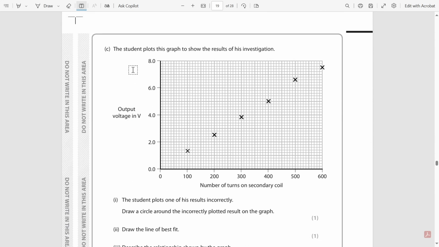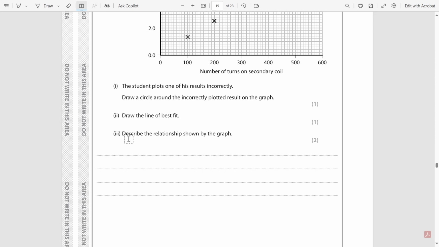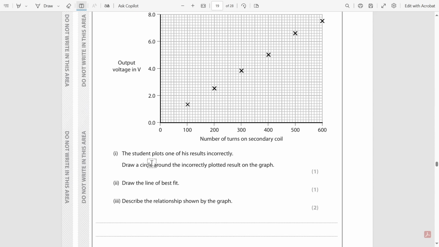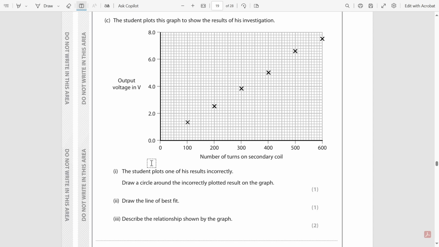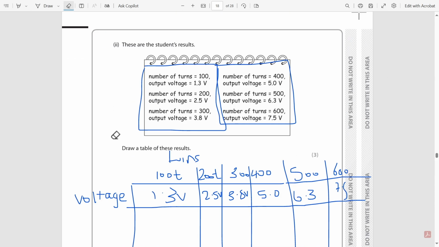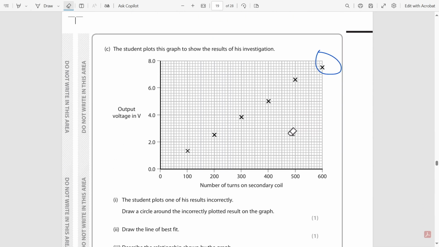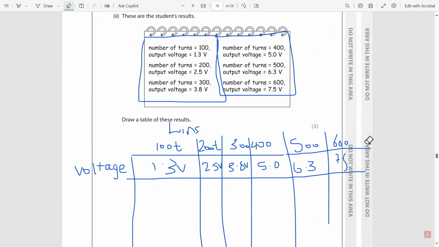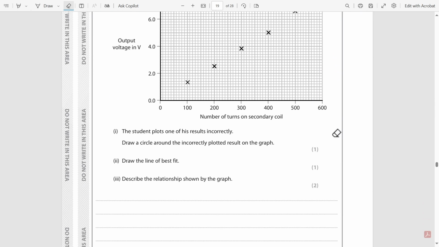The student plots this graph to show the results of his investigation. The student plots one of his results incorrectly. Draw a circle around the incorrectly plotted result. I'm guessing it's this one, guys, because it breaks the pattern. It should maybe be a bit up here instead. It breaks the beautiful straight line. That's like 7.5. That's what he put in.